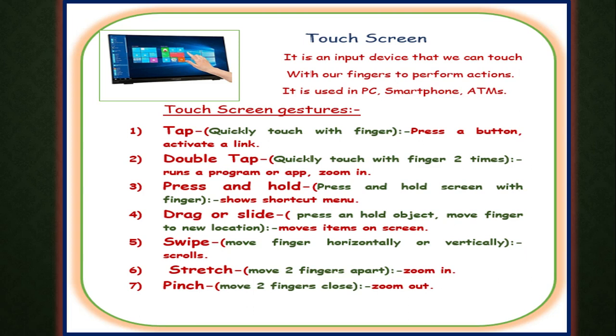Next is swipe. Swipe means moving the finger either horizontally or vertically. So swipe is basically used for scrolling, when we want to move the page up or down, or left or right. Next is stretch. It means moving two fingers apart. When we move both fingers in opposite directions, it will zoom the image. Next is pinch. When we move our two fingers close together, it will change the image to original size. It will zoom out the picture.